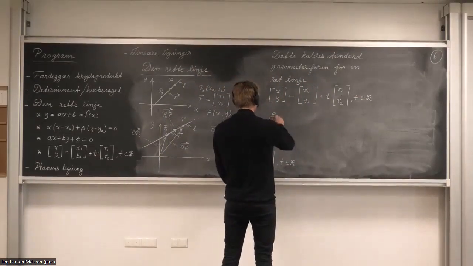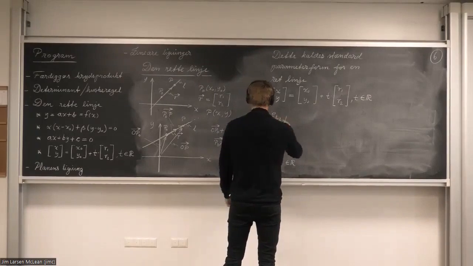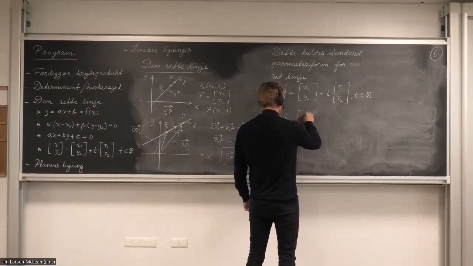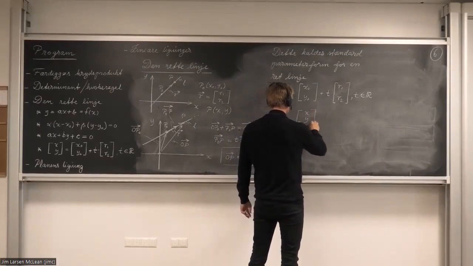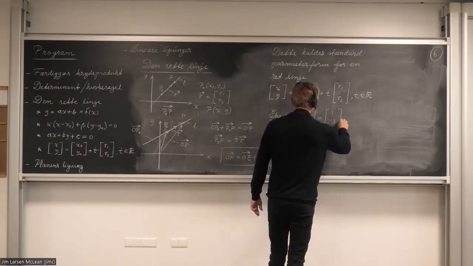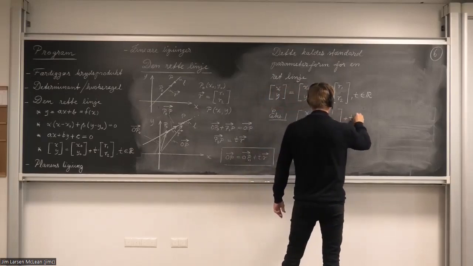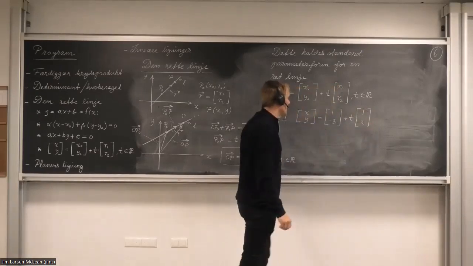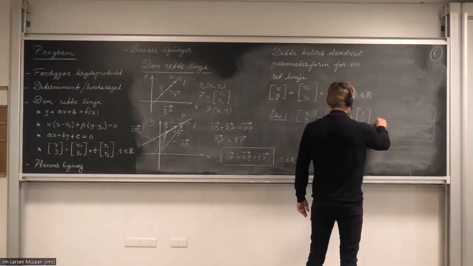Example. Let's say we have something that looks like this. x over y equals 1 over negative 3, plus t times 1 over 2. And t should traverse all real numbers.